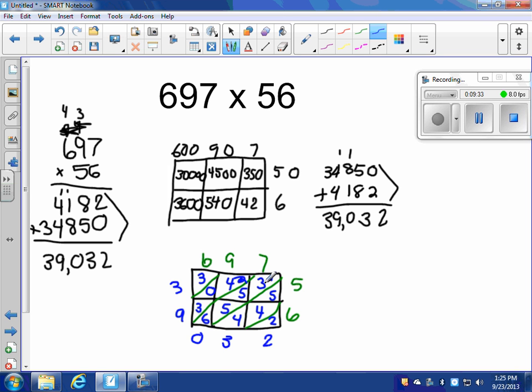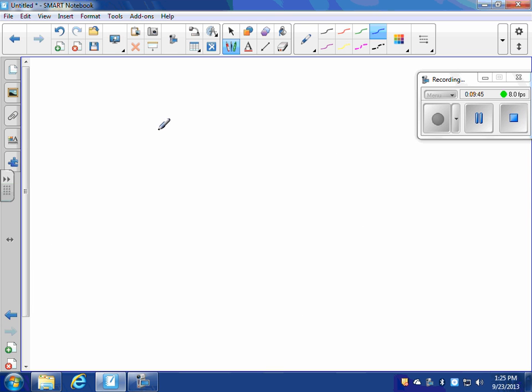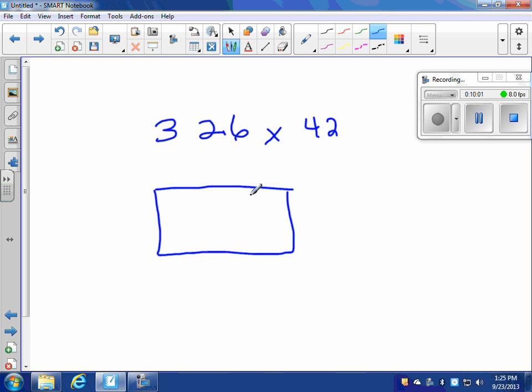Now I am going to do one more, pretending that I have some smaller numbers to deal with. So let's say I do a different problem. Let's say we have 326 times 42. I'm just going to do the gelosia or the lattice method for this problem because it'll look a little different because my numbers are smaller. So I'm going to make my grid. Got 3, 2, 6, and then 4 and 2.